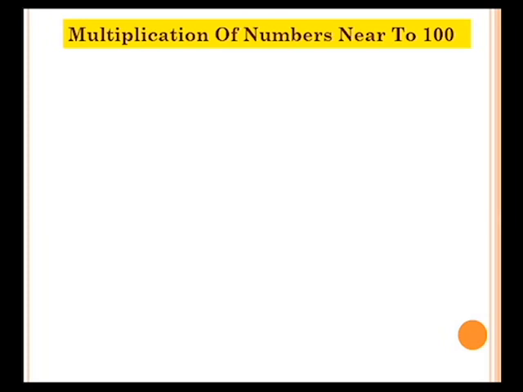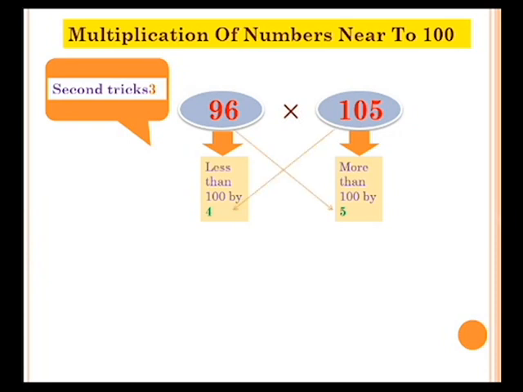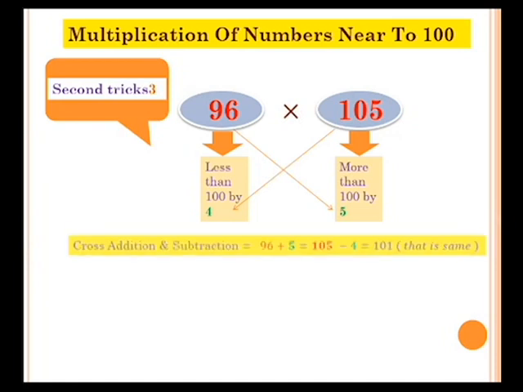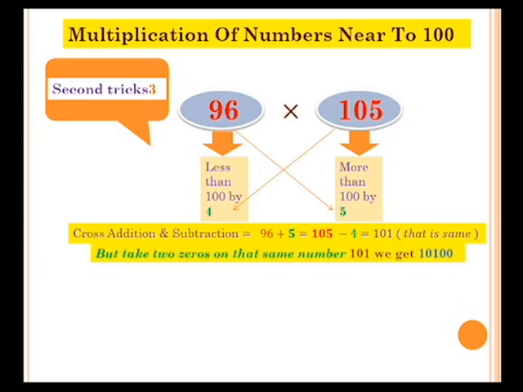In this way, now take one more example that we have to understand, that is the multiplication of numbers near to 100, that is 96 and 105. So 96 is less than 100 by 4 and 105 is more than 100 by 5. So we have to take here the addition and subtraction of these two numbers. Add 5 to 96 and subtract 4 from 105, we get 101. That is the same number.